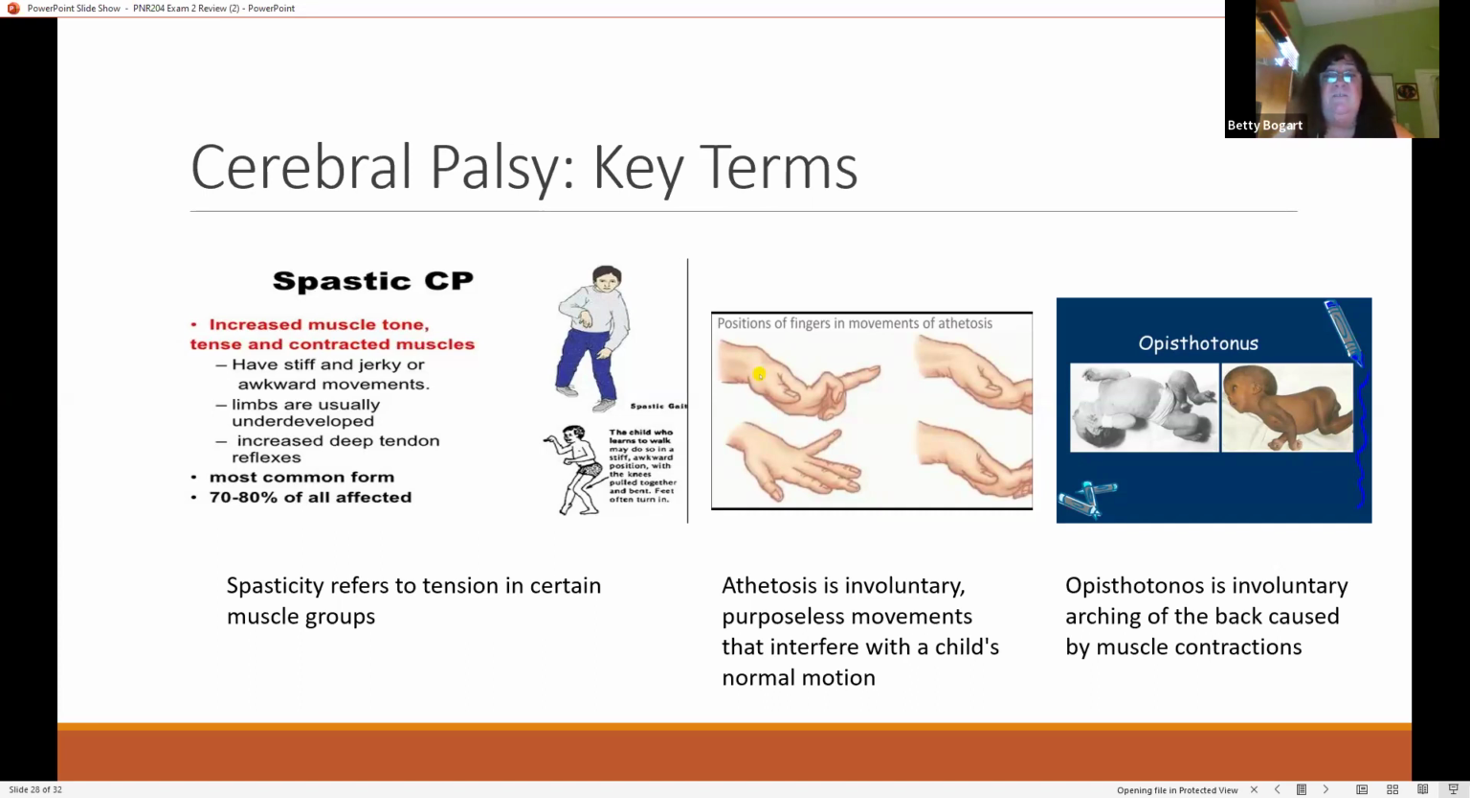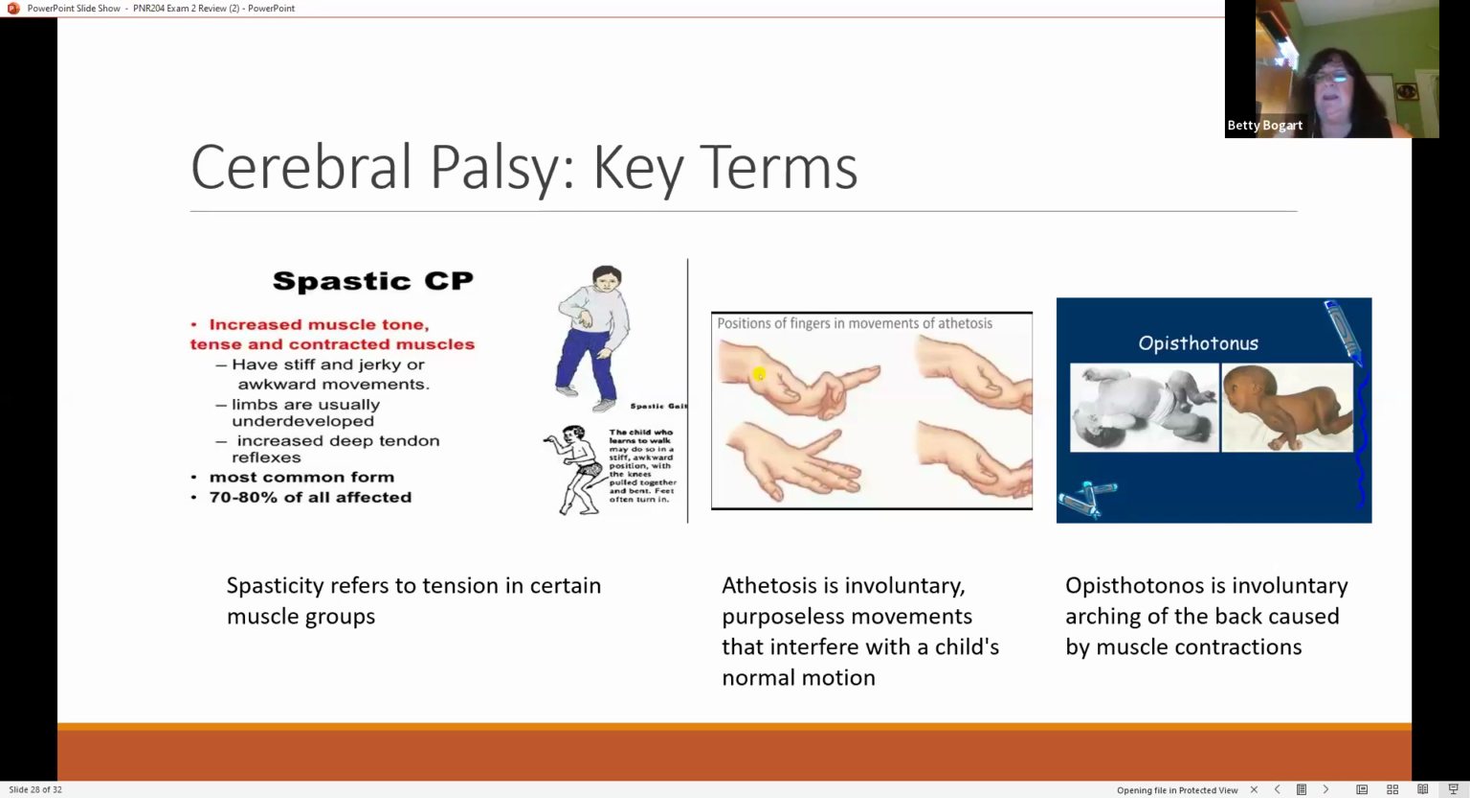Athetosis is an involuntary, purposeless movement that can interfere with a child's normal motion, which means I'm trying to get something and my hands go wrong and I can't get there. So it's, what is my hand doing there? It's like involuntary and it doesn't get the child anything.